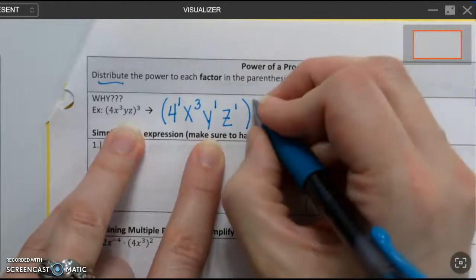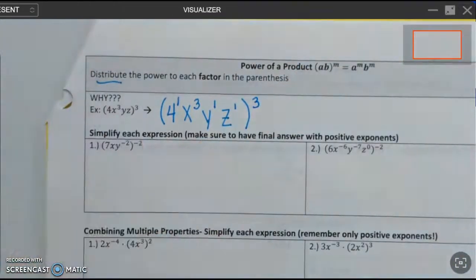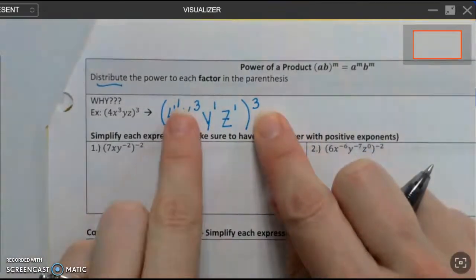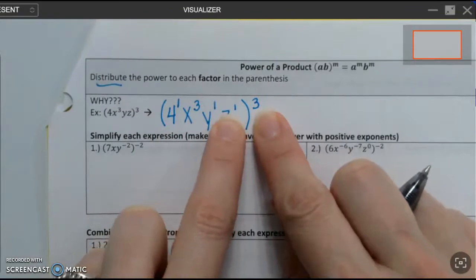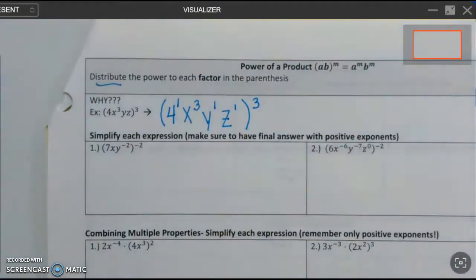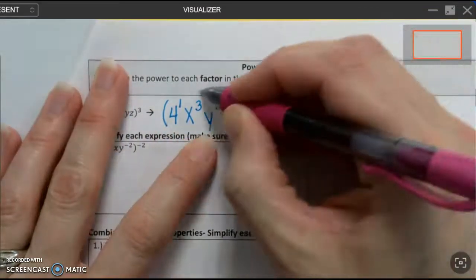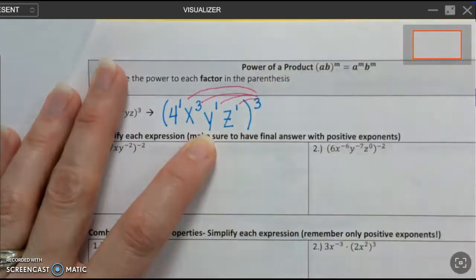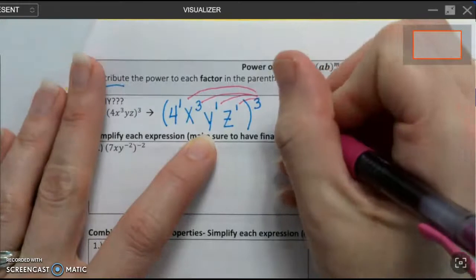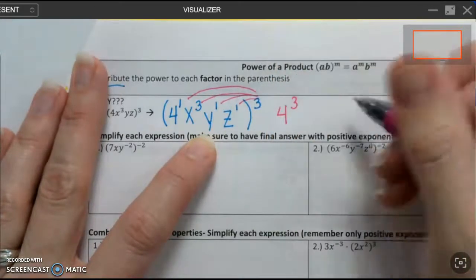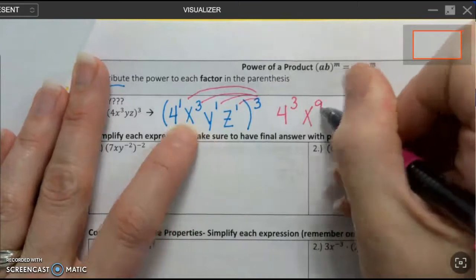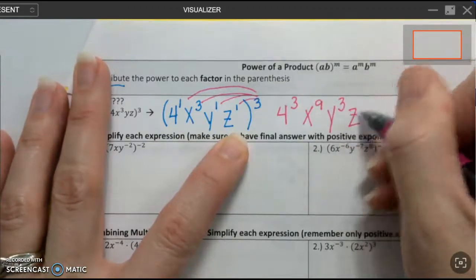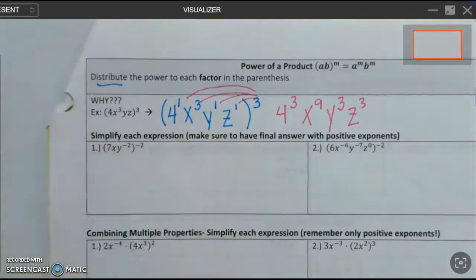Now, all of that is to the 3rd power. So we're going to multiply. We just talked about making sure that we multiply this power on the outside times the powers that you see next to each variable. So we're going to multiply 3 times 1, 3 times 3, 3 times 1, and 3 times 1. That's going to be 4 to the 3rd power, x to the 9th power, y to the 3rd power, and z to the 3rd power. So make sure we give that to every single one.